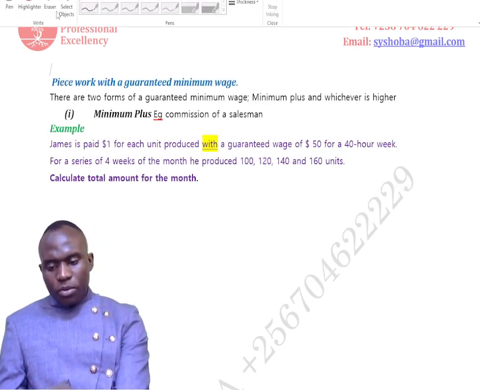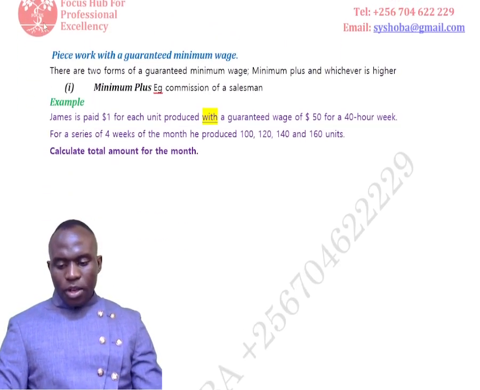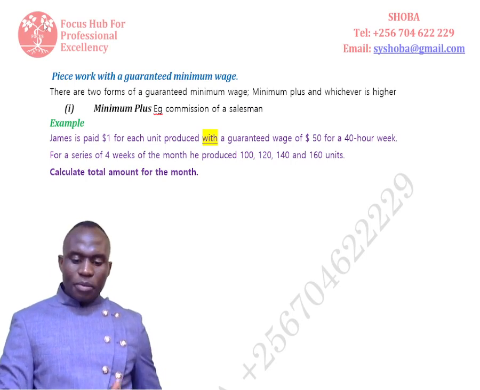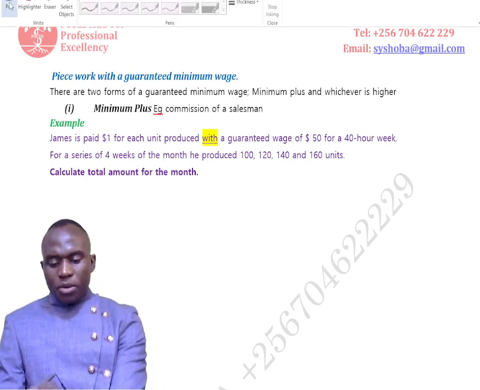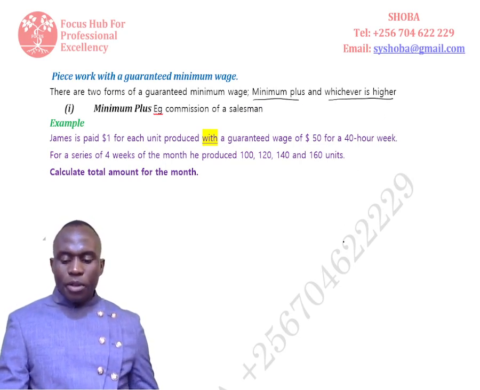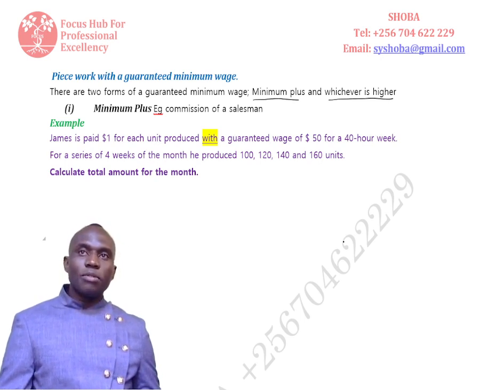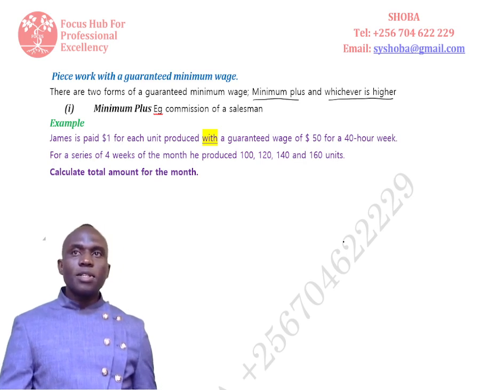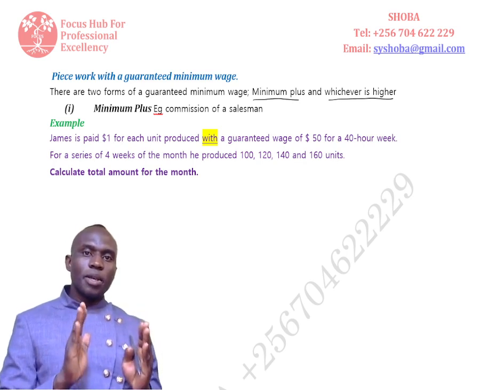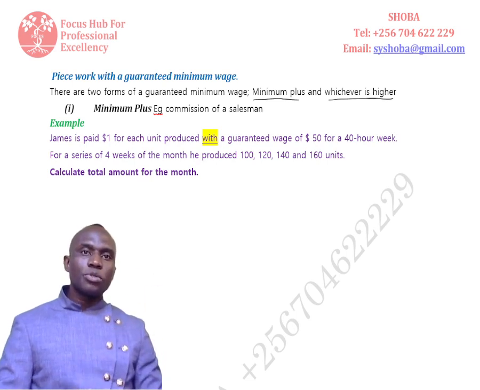So now we are going to look at guaranteed minimum wage. Now there are two guaranteed minimum wages. We have a minimum plus and whichever is higher. Now we are going to start by looking at minimum plus, for example, the commission of a salesman. Minimum plus is simple: it is where someone is paid a fixed payment, but in addition is paid basing on the units produced or units sold.